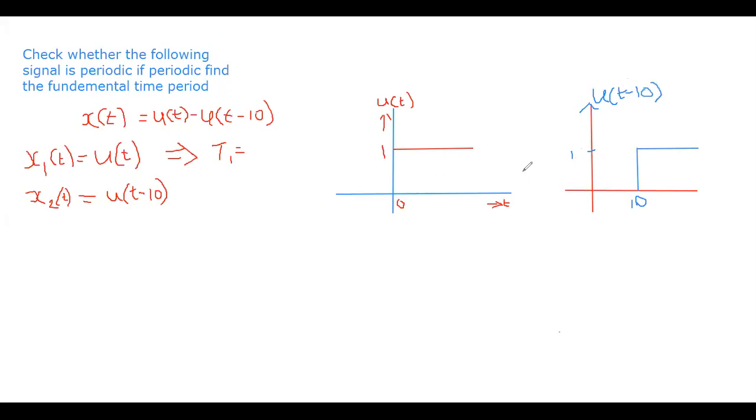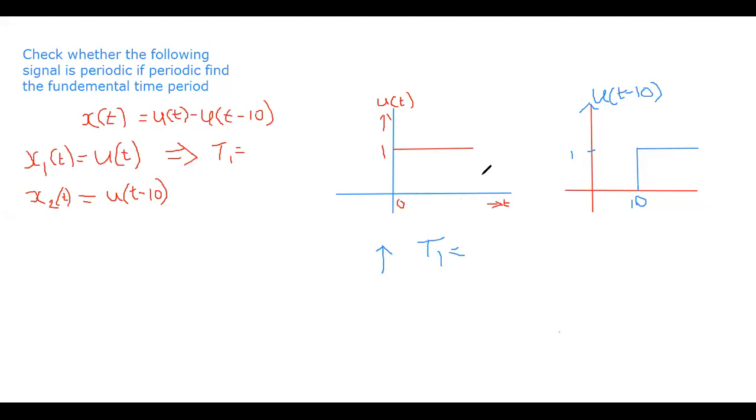Students, do you understand how I am going to determine the fundamental time periods T1 and T2? Yes, sir. Okay. Now individually I am considering x1 of t is equal to u of t, and x2 of t is equal to u of t minus 10. So in this particular case, what is T1? Is it possible to determine the fundamental time period?